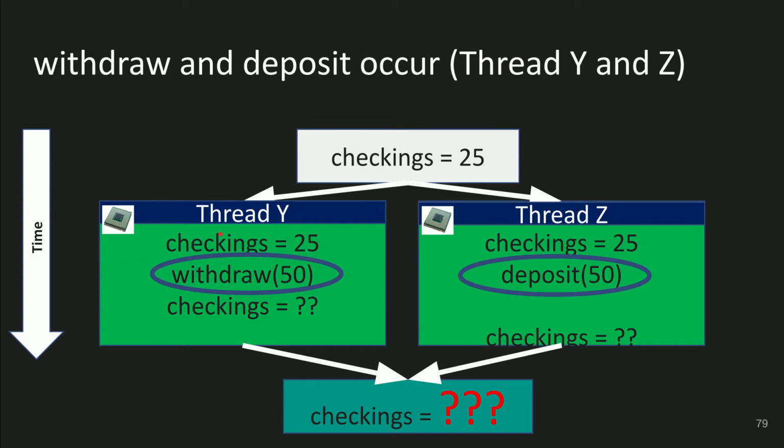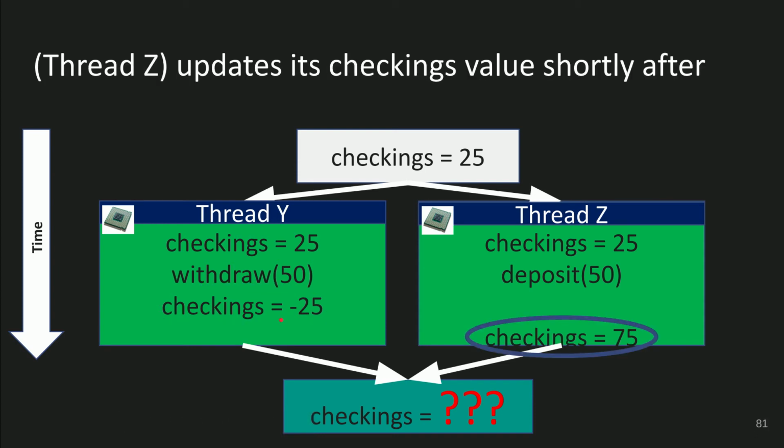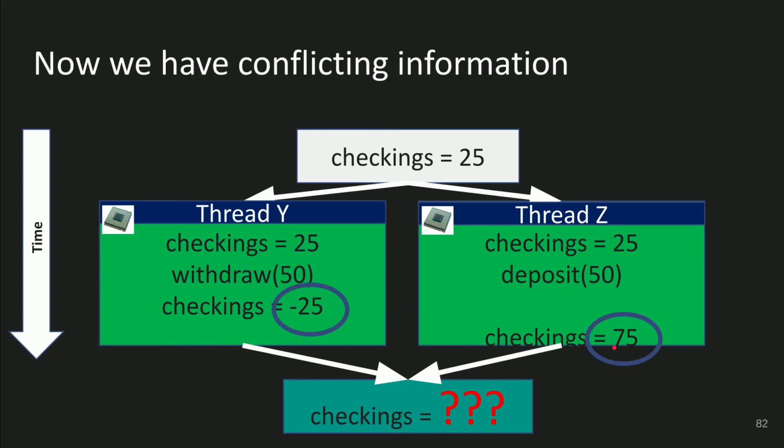And then it just happens that thread Y updates checkings next, okay? It just happens in time. That's the next thing that happened. The processor gave just enough time for this to happen. And then thread Z updates its value, okay? So the checkings is 75, okay?